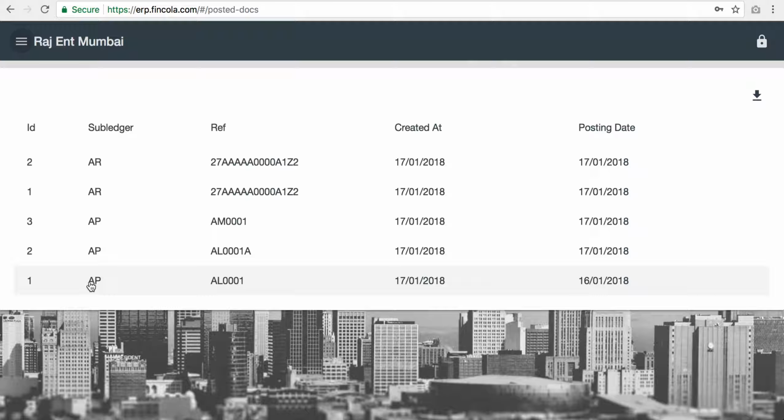And you can see this is accounts payable 1, accounts payable 2, and 3. These are the vendor invoices, and AR stands for accounts receivable. These are the customer invoices, or credit note in this case. So let's start with accounts payable.